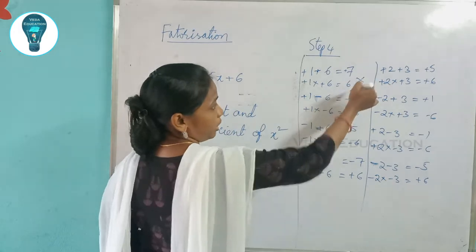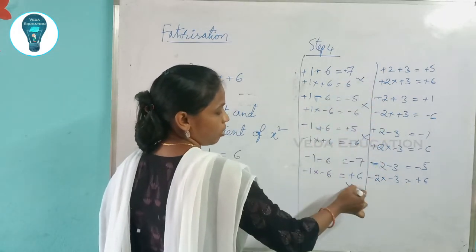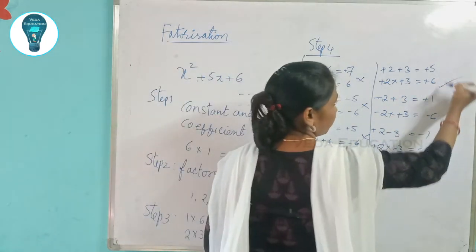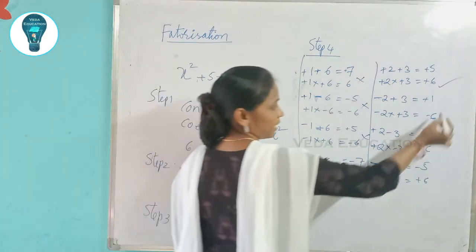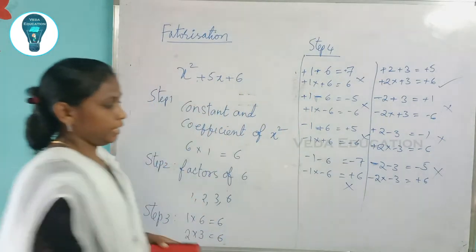See here, we are not getting plus 7 and plus 6. Here also, so in all these cases we are not getting it. And what about the other one? Here we are getting plus 5 and plus 6. It is suitable for the given polynomial, and in all the remaining cases it is false. So write it here.